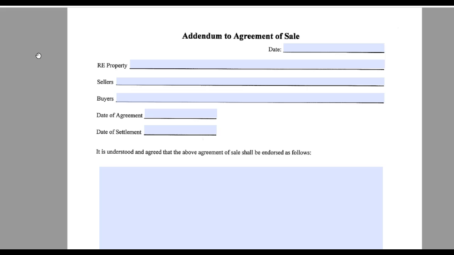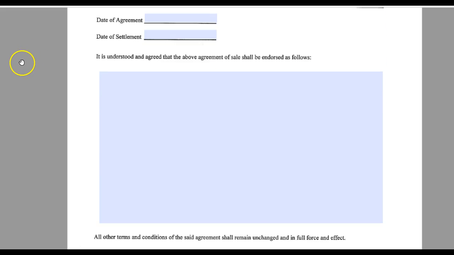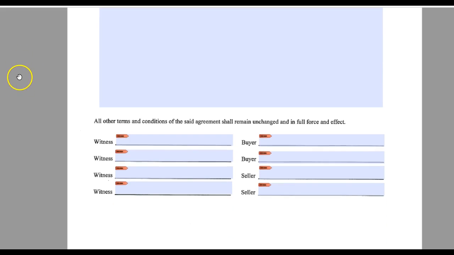Now let's keep in mind too, this is very important because I do see this a lot. It says here buyer, seller. That means both parties need to sign. And if there are two buyers on the contract and two sellers, then you need four signatures.